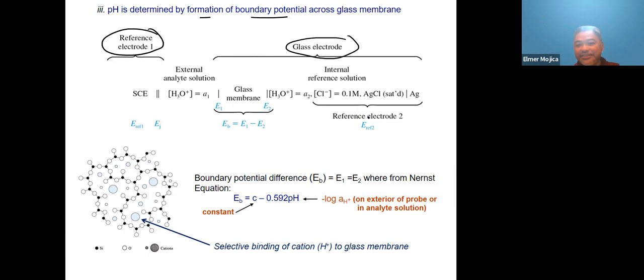So parang reference 1, reference electrode 1 and reference electrode 2. But if you're going to look at this, it's just looking at the difference between the concentration or activity of your hydrogen doon sa glass membrane at doon sa labas. Okay? So yun yung, we could say, basis how you measure pH. Of course, there's always an error.